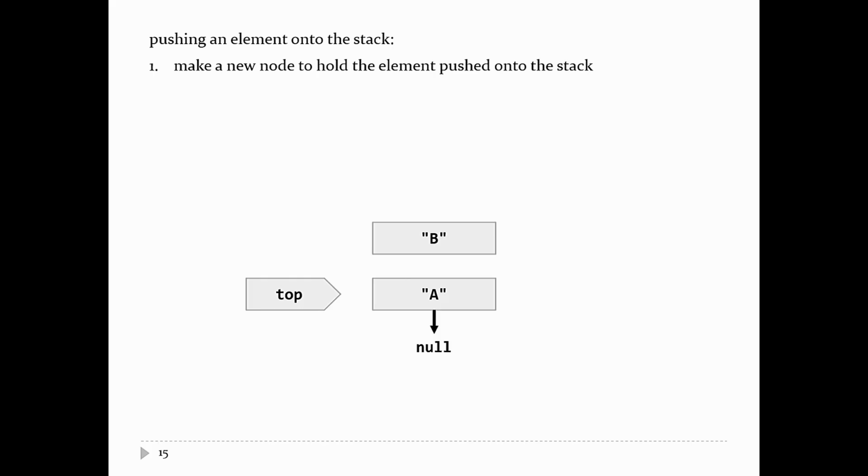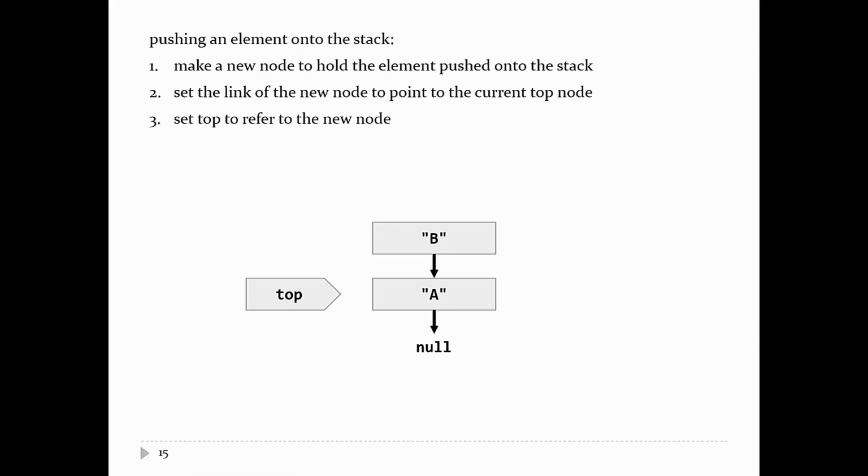Okay, so I want to link our nodes together. I want B to indicate that the next node in the sequence is A. So we're going to set the link of the new node to point to the current top node. Now that we've got another element on the stack, we're going to adjust top so that it now refers to the new node that we just created.